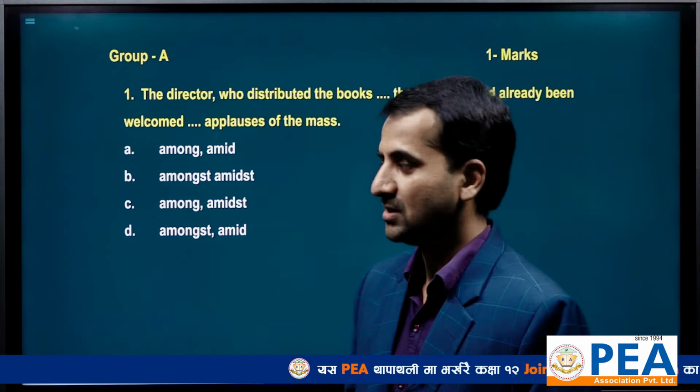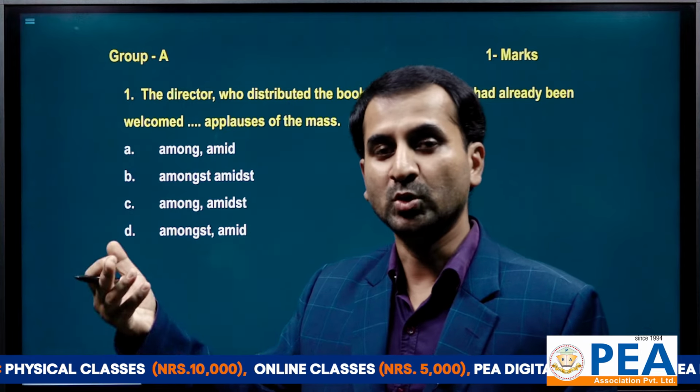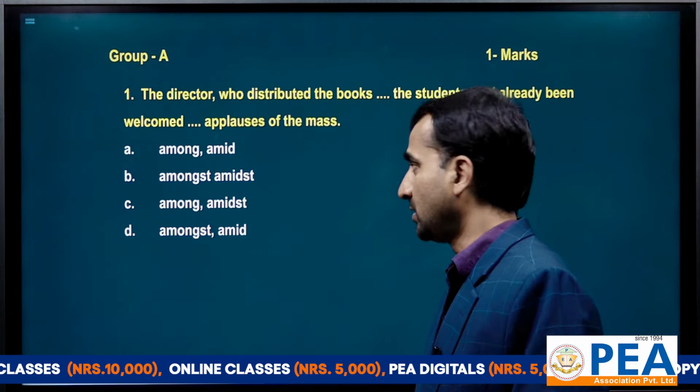So the first 3 prepositions, between, among and amongst, are used for countable nouns, and amid and amidst are used for uncountable nouns. And in those first 3 prepositions, between is used only for two, and among and amongst are used for more than 2 in number.